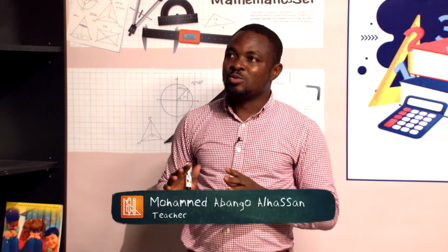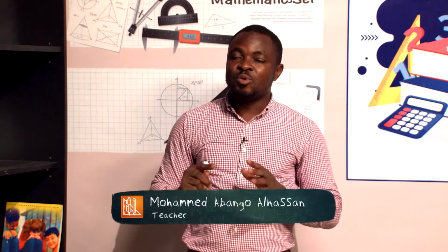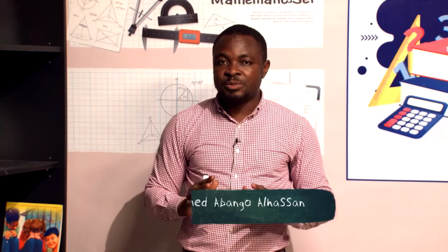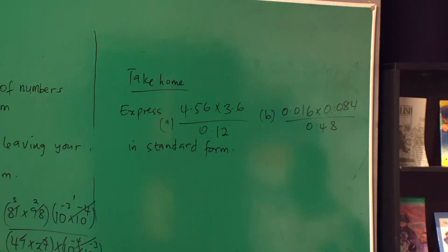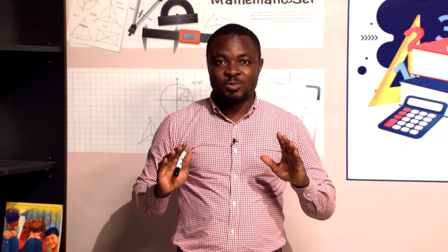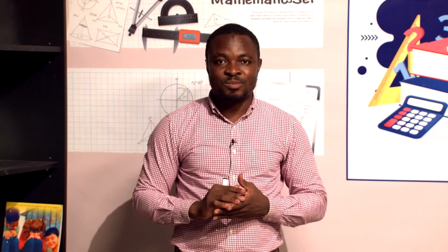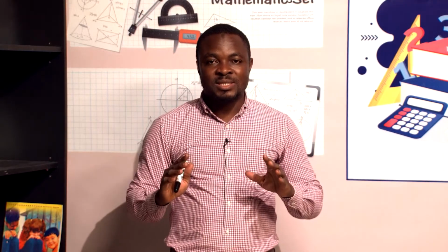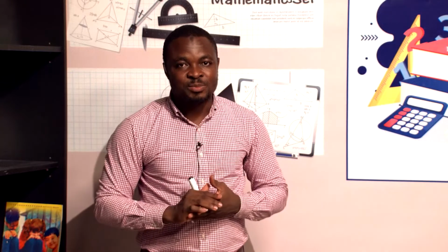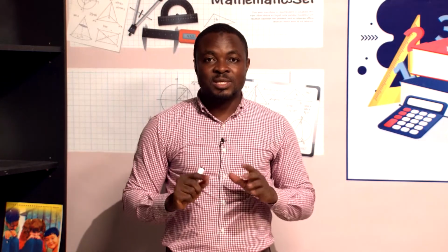So we have on the board, you have to express A, 4.56 times 3.6 divided by 0.12, and B, 0.016 times 0.084 divided by 0.48 in standard form. It's very, very important to listen to the question. You have to leave it in standard form. So do that, and I will inspect your answers in our next lesson.